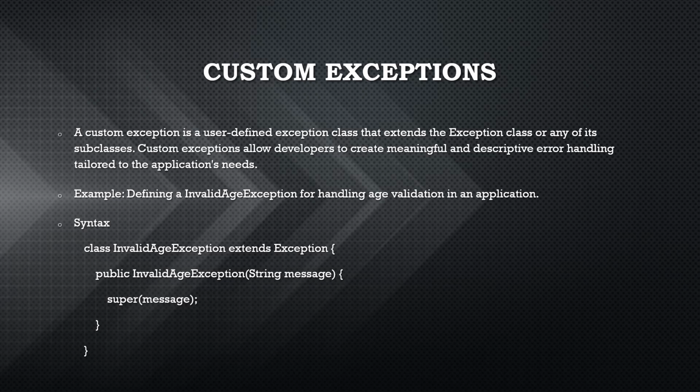Custom exceptions in Java are user-defined classes that extend the Exception class or its subclasses, allowing developers to create specific error handling that aligns with the unique requirements of their applications. By defining custom exceptions, you can provide clearer context for errors, making it easier to understand and manage exceptions in your code. For instance, if you need to validate user age, you might create an InvalidAgeException that throws an error when the age input falls outside acceptable limits.